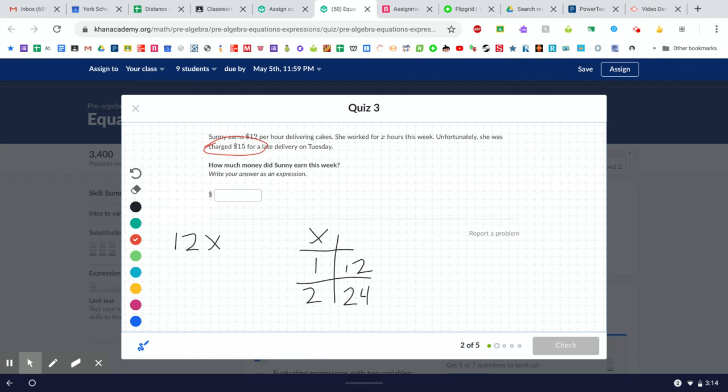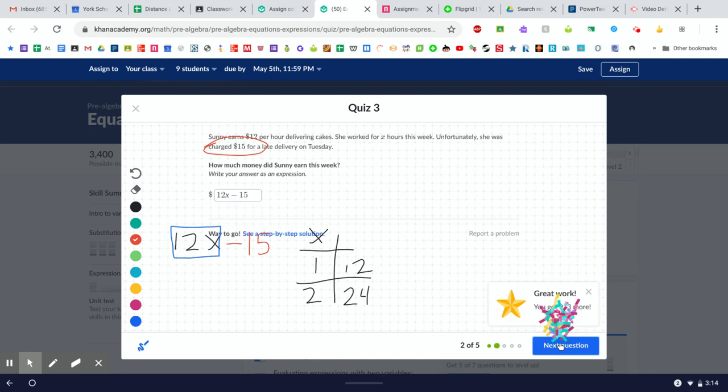So how do we represent losing something like this with mathematics? Well, my thought is we're going to use subtraction. We're going to take the amount of money she made in total for the week, which is 12 times x, the number of hours she worked, and we're going to subtract from that the $15 late fee. So I'm going to go with 12x minus 15. Let's see if I'm correct. Woohoo, I'm excited to find out. Subtract $15 for the late fee. Oh, 3, 2, 1. No, we did it.